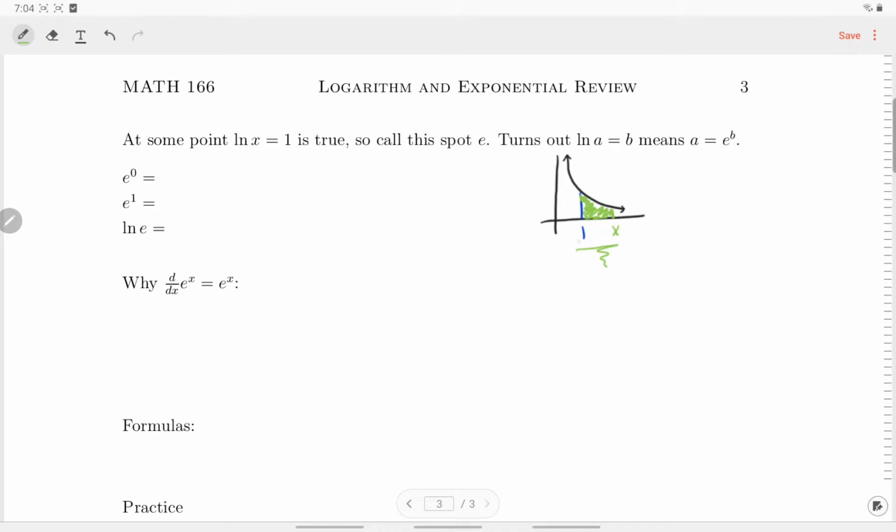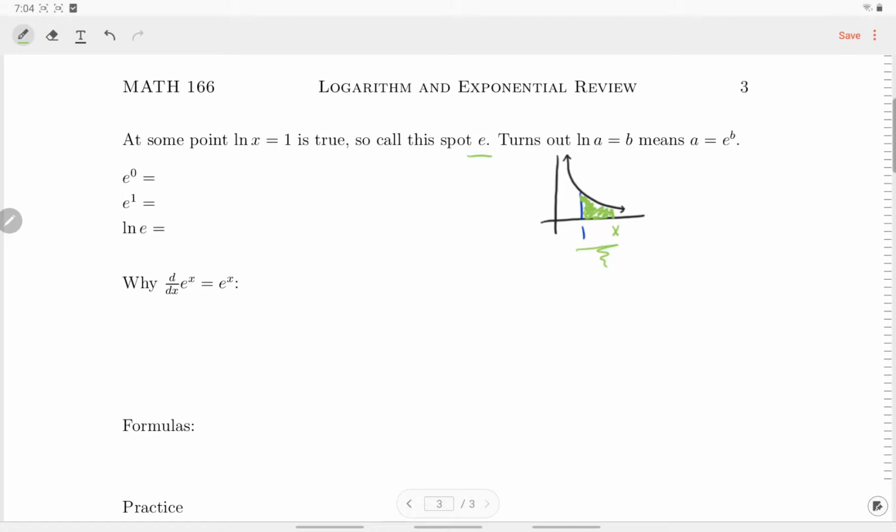Right? We know if x is 1, I have 0. And then as x gets bigger and bigger, it goes off to infinity. So at some point, I get an exact value of 1. Mathematicians chose to call this spot e.